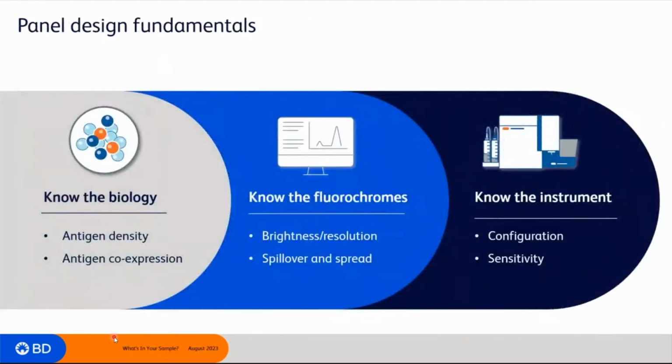So that concludes our talk. Today we covered the benefits of a multicolor flow cytometry panel. We described biology-related factors that impact panel resolution and highlighted how to match antigen density with fluorochrome brightness. Please join us next time to go over some fluorochrome-related factors that can influence panel design, like spillover and spread, and how to mitigate them.